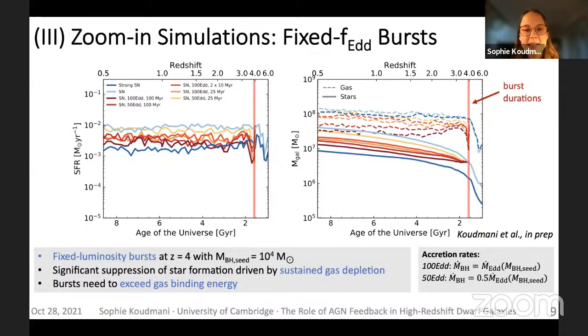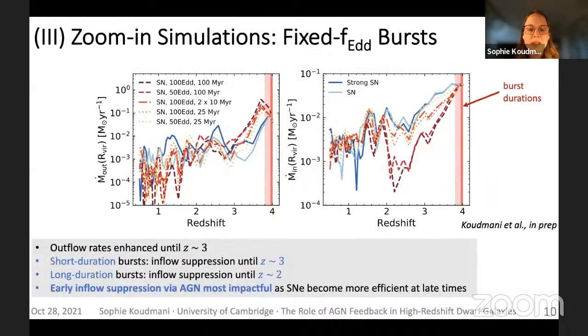And we also checked the overall energy injected by these bursts and found that for the bursts to be efficient, they need to exceed the gas binding energy at the time of seeding. And to investigate a bit more closely how the star formation is actually regulated in these dwarfs, we also looked at the outflow rates and the inflow rates here as a function of redshift. And again, here, the light red shaded and the dark red shaded regions show you the burst duration. So here, the light red shaded is 100 megayears and the dark red shade is 25 megayears.